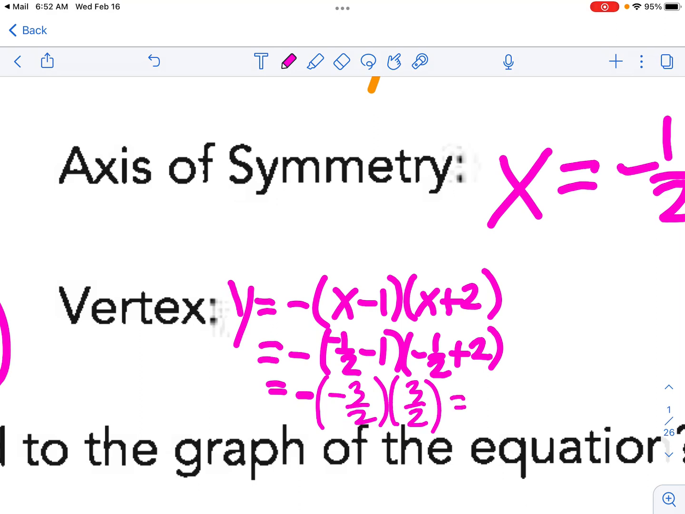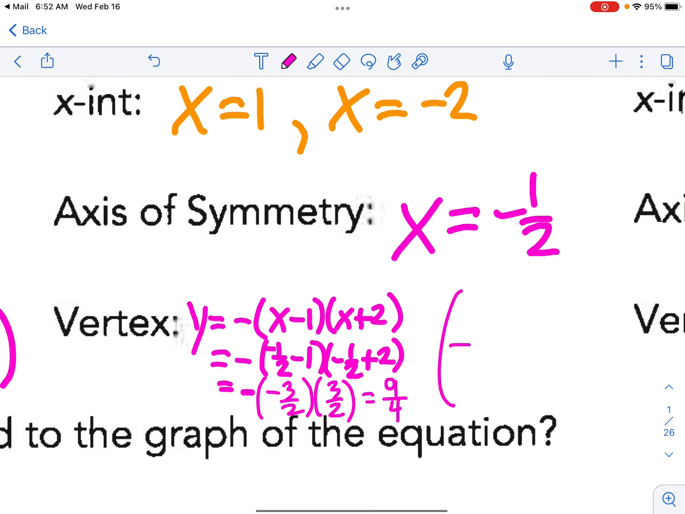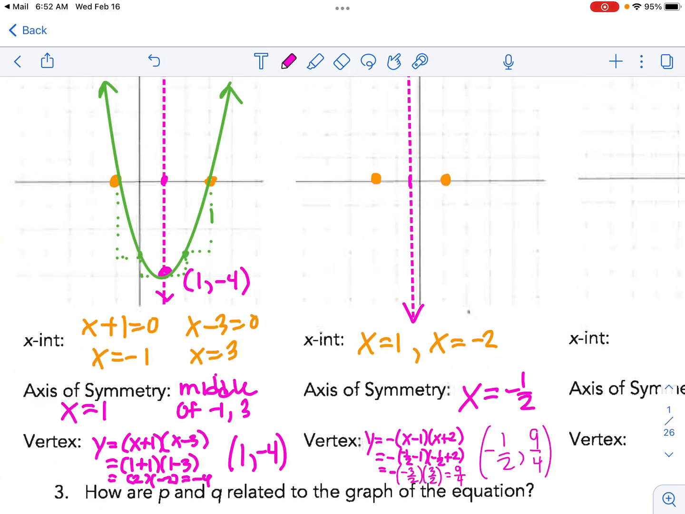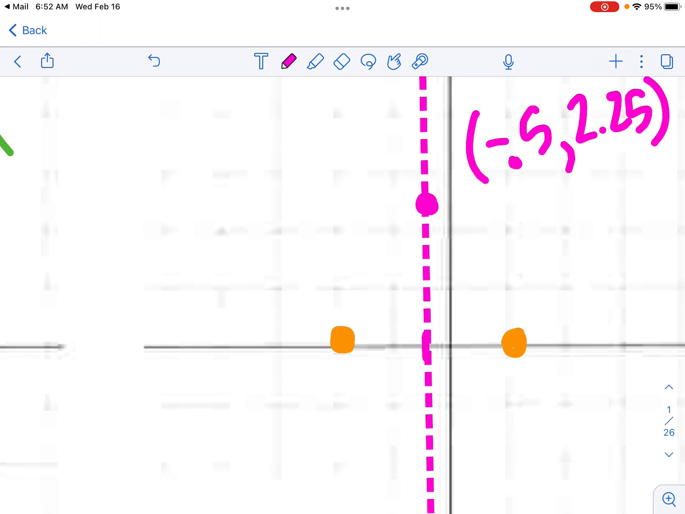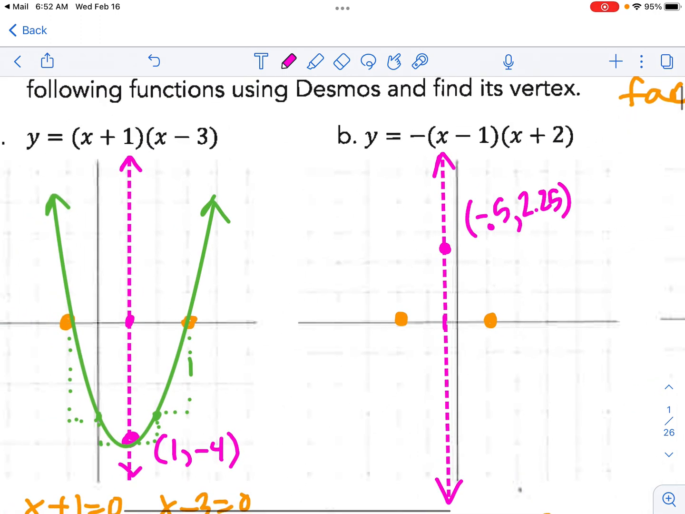So we have a positive value, it looks like 9 over 4. So our vertex is negative 1/2, comma 9 over 4. 9 over 4 is 2 1/4, right? 4 goes into 9 2 times with 1 left over. So it's negative 1/2 and positive 9/4. So negative 0.5, positive 2.25. I'll write it as a decimal. And this negative sign out front says we are inverted, we are upside down.